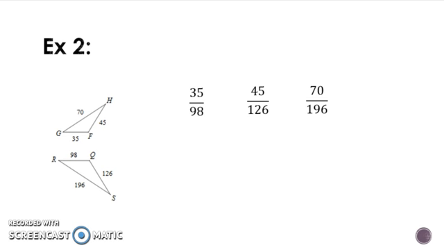Now we're going to check to see if they're all the same. So 35 over 98, that simplifies down to 5 over 14, or if you want a decimal, 0.357142857. But the idea is that all three, when you type it into the calculator, you get the same exact decimal. Because you get the same exact decimal, we say yes, the triangles are similar by side, side, side. So just check to see if all three ratios are the same.